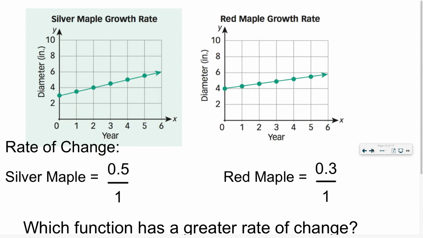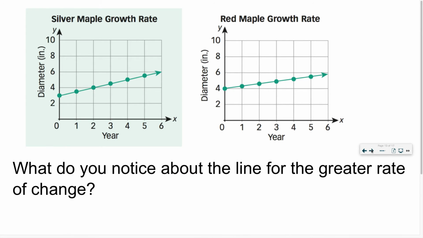Every year that passes, my silver maple is growing half an inch. My red maple is only really growing like 1/3 of an inch or 3/10 of an inch. So yes, my silver maple is going to grow. If you're just looking at the graph, how do you know the silver maple is growing at a greater rate? What's happening with the line? It's steeper. Yeah, it's a little tough to see because both lines are relatively flat. But if you really looked at those two lines over time, the silver maple is growing at a much greater rate. We already talked about that.